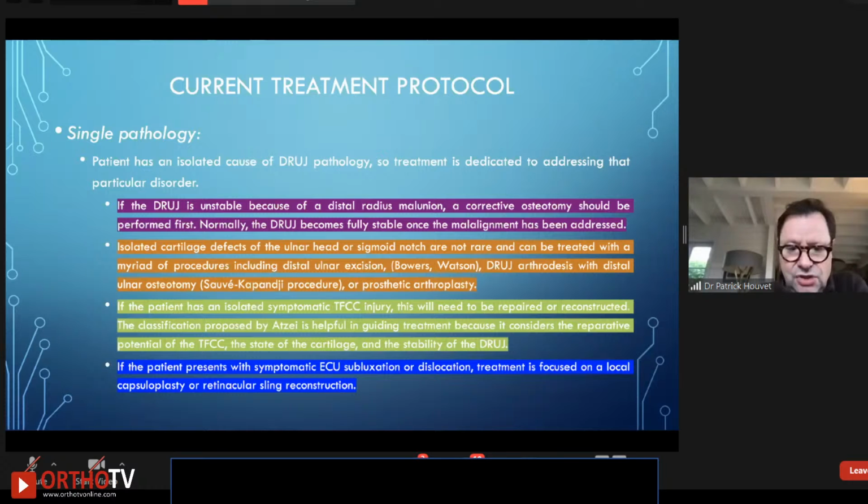The classification proposed by Atzei and described by Didier and Frederick is helpful in guiding treatment because it considers the reparative potential of the TFCC, the state of the cartilage, and the stability of the DRUJ. If the patients present with symptomatic ECU subluxation, even dislocation, treatment will be focused on a local capsuloplasty or retinacular sling reconstruction by a ligamentoplasty.